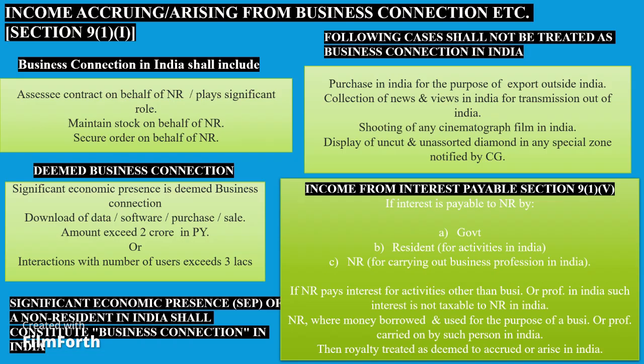Lastly, meaning of process. The term process includes and shall be deemed to have always included transmission by satellite, including uplinking, amplification, conversion for downlinking of any signal, cable, optic fiber, or by any other similar technology, whether or not such process is secret. Section 9 Subsection 1, Clause 7.